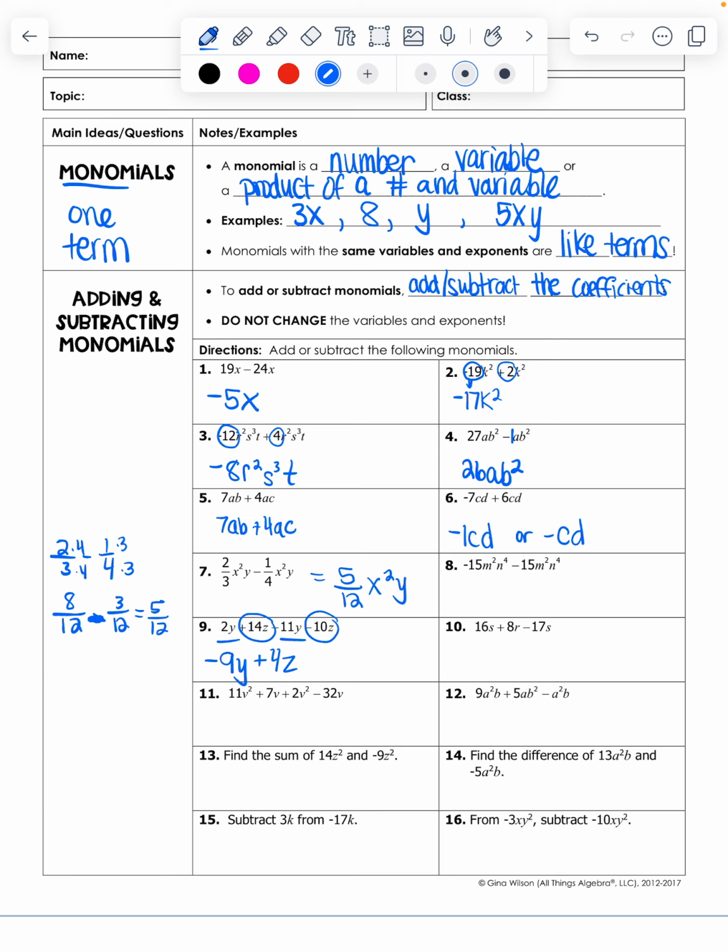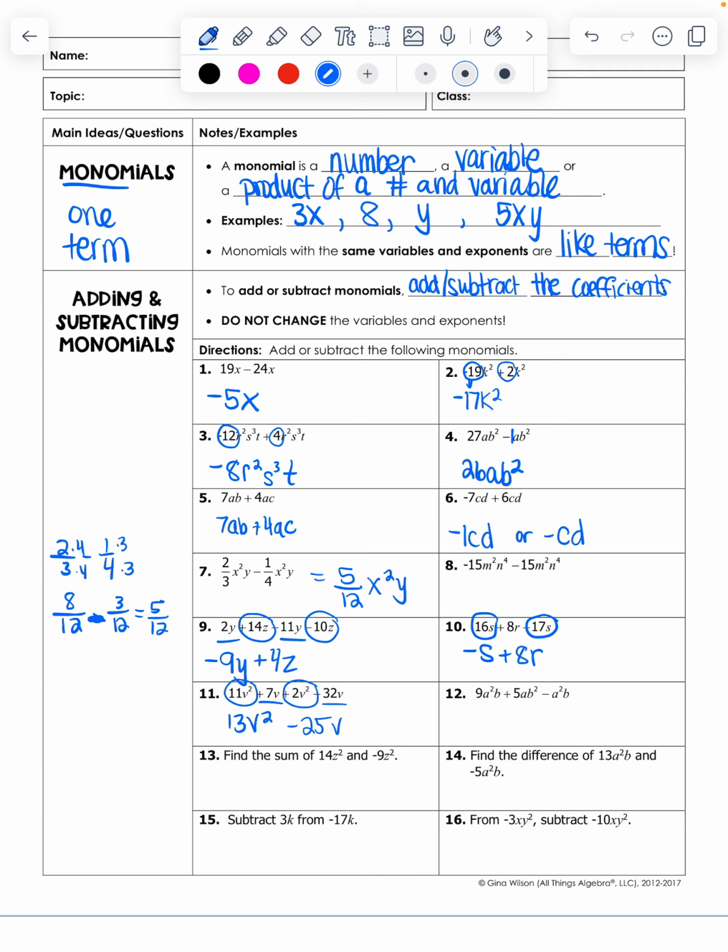Number 10, we've got two terms that are s's. 16s minus 17s is negative 1s. And then we've got the plus 8r. Okay, so when we have multivariables, we just have to be careful that we're only combining those like terms. Like number 11, we can combine 11v squared plus 2v squared. That's going to be 13v squared. And then 7v minus 32v. 7 minus 32 is negative 25v.